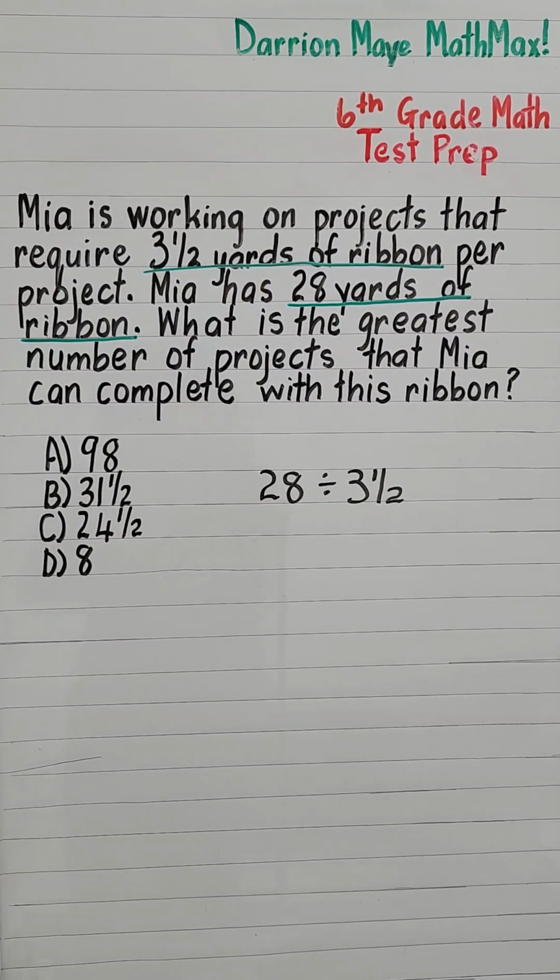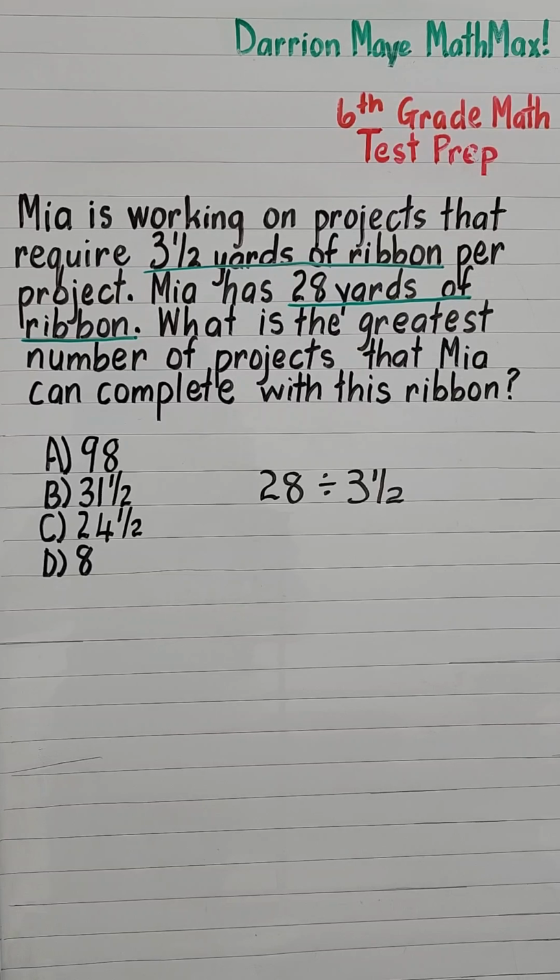So we have a total of 28 yards of ribbon, and each project is 3.5 yards. So therefore we need to find out how many times can 3.5 go into 28. That means how many 3.5s are in 28. And our operation is division, so that is 28 divided by 3.5.